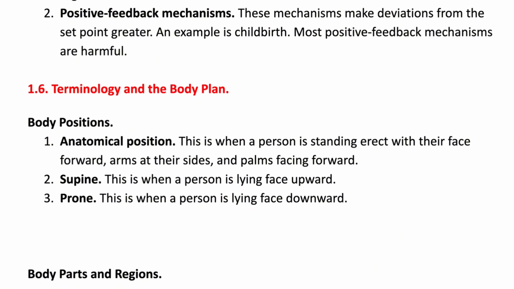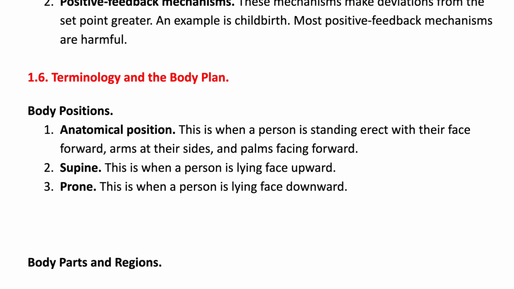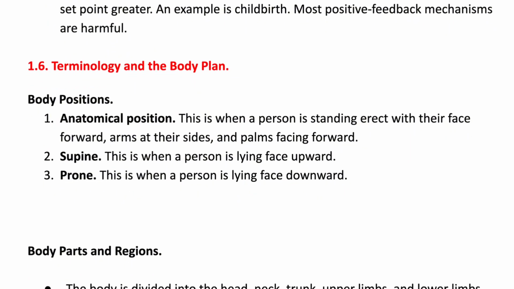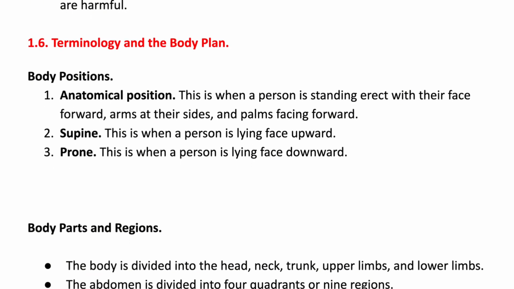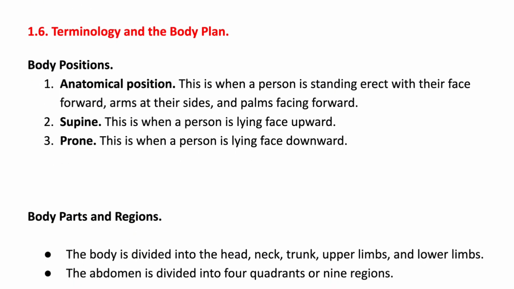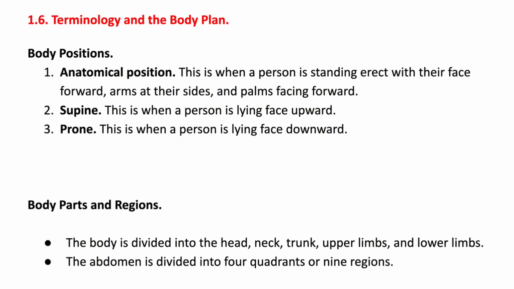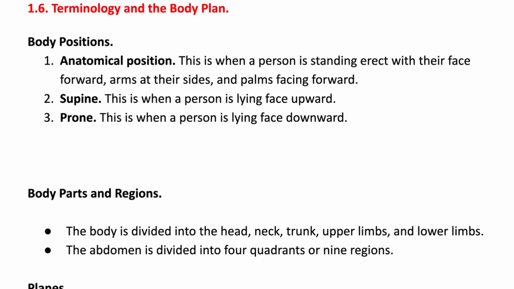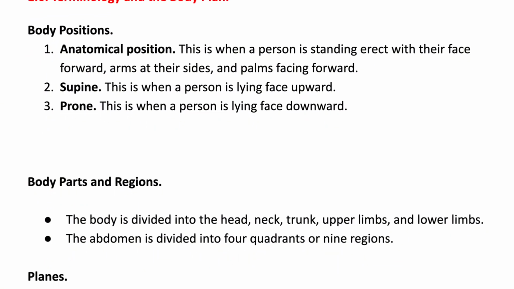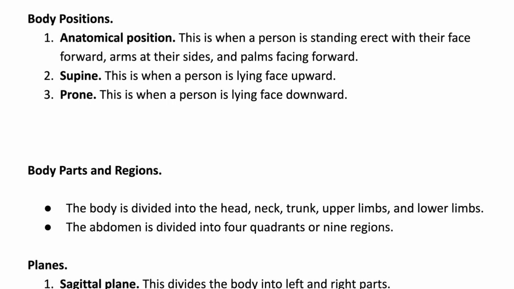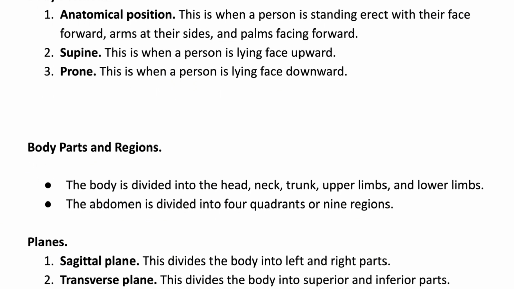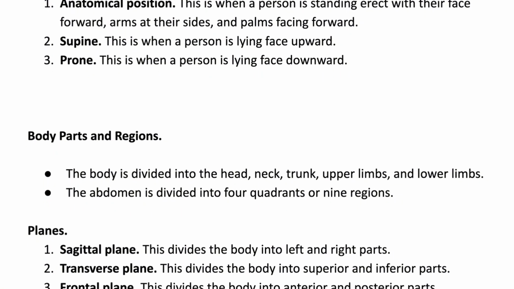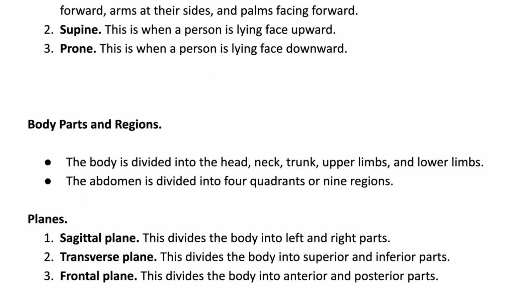1.6. Terminology and the body plan. Body positions. 1. Anatomical position. This is when a person is standing erect with their face forward, arms at their sides, and palms facing forward. 2. Supine. This is when a person is lying face upward. 3. Prone. This is when a person is lying face downward. Body parts and regions. The body is divided into the head, neck, trunk, upper limbs, and lower limbs. The abdomen is divided into 4 quadrants or 9 regions.